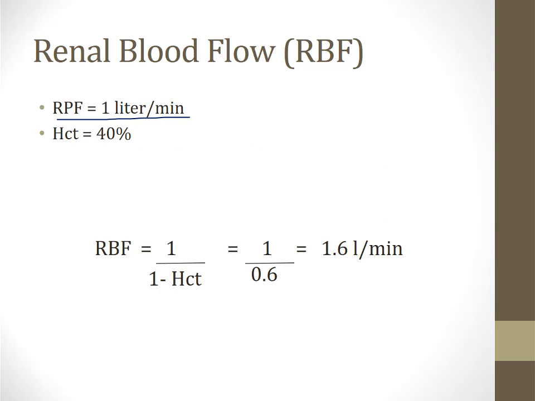If we knew the renal plasma flow were 1 liter a minute and the hematocrit was 40%, then the renal blood flow is 1 over 1 minus the hematocrit, or 1 over 0.6, which is 1.6 liters per minute. And on your exams, you're sometimes asked to calculate not just the renal plasma flow, but the renal blood flow, so you have to know how to do this using the hematocrit.